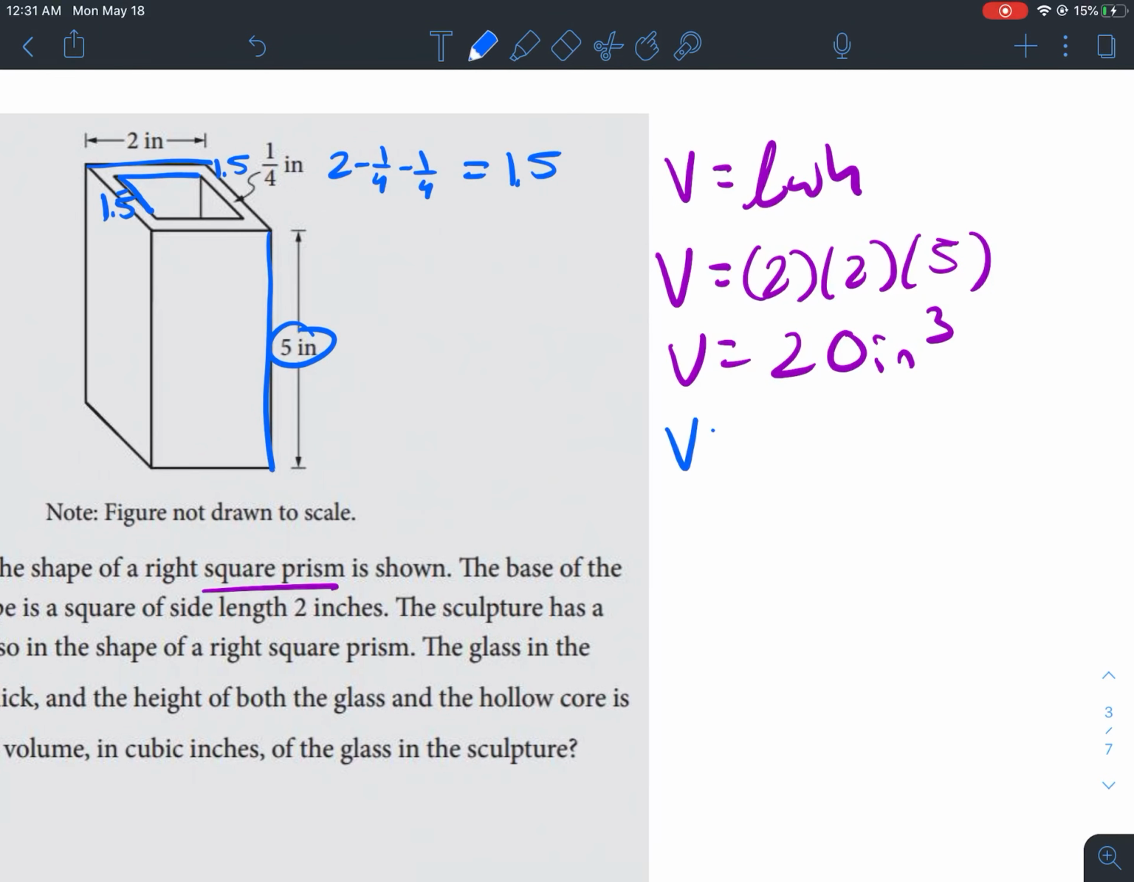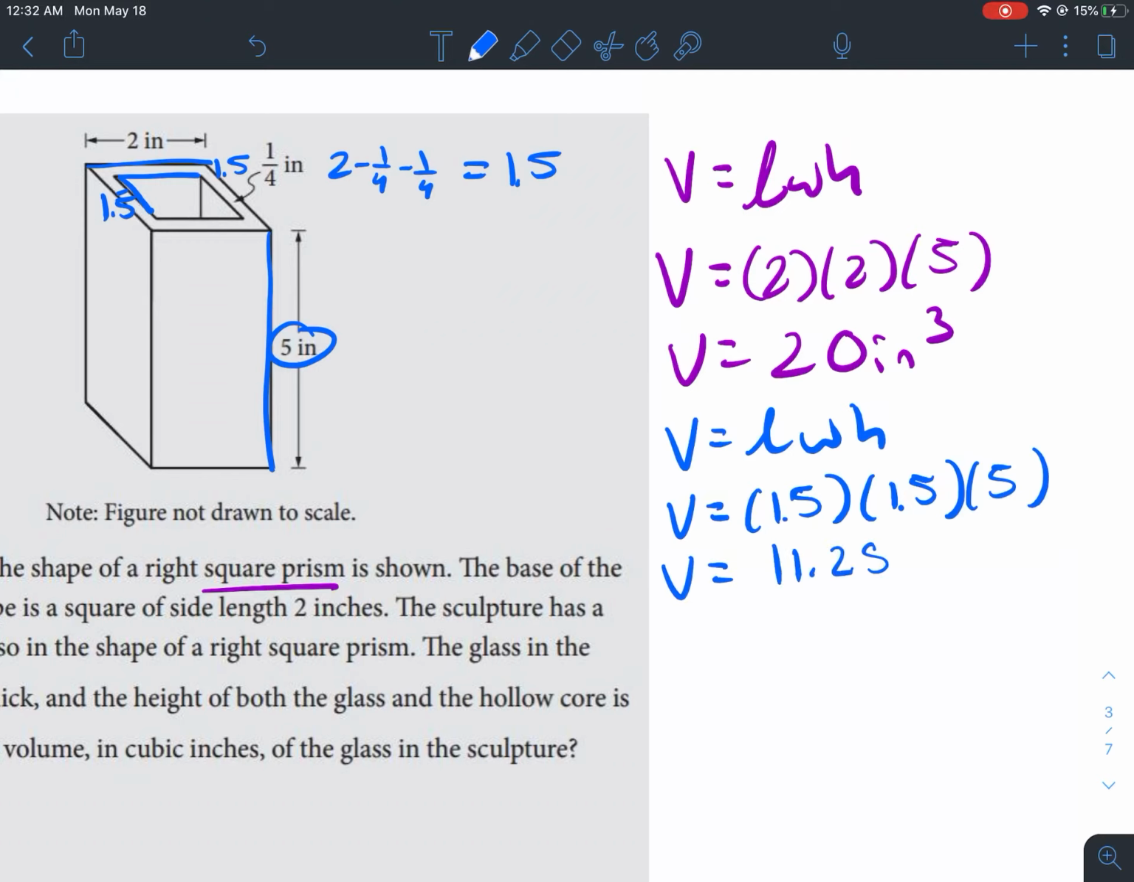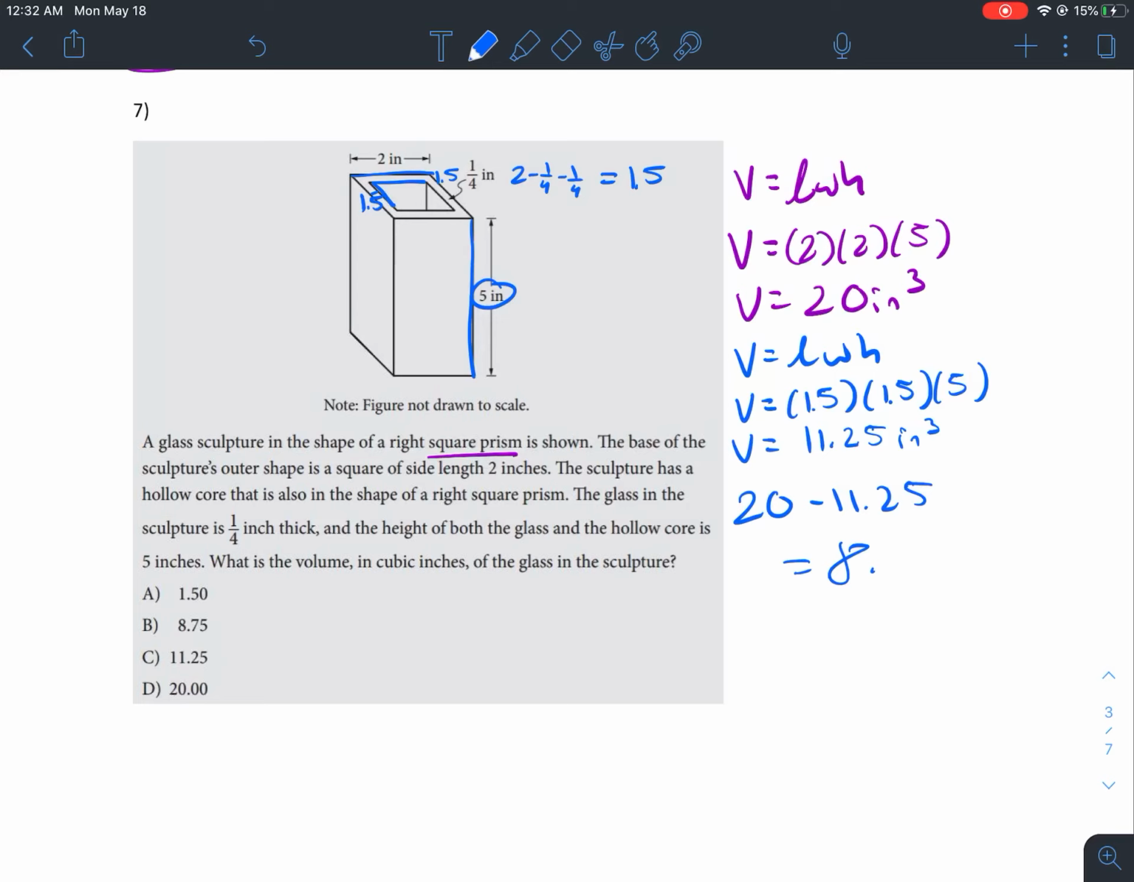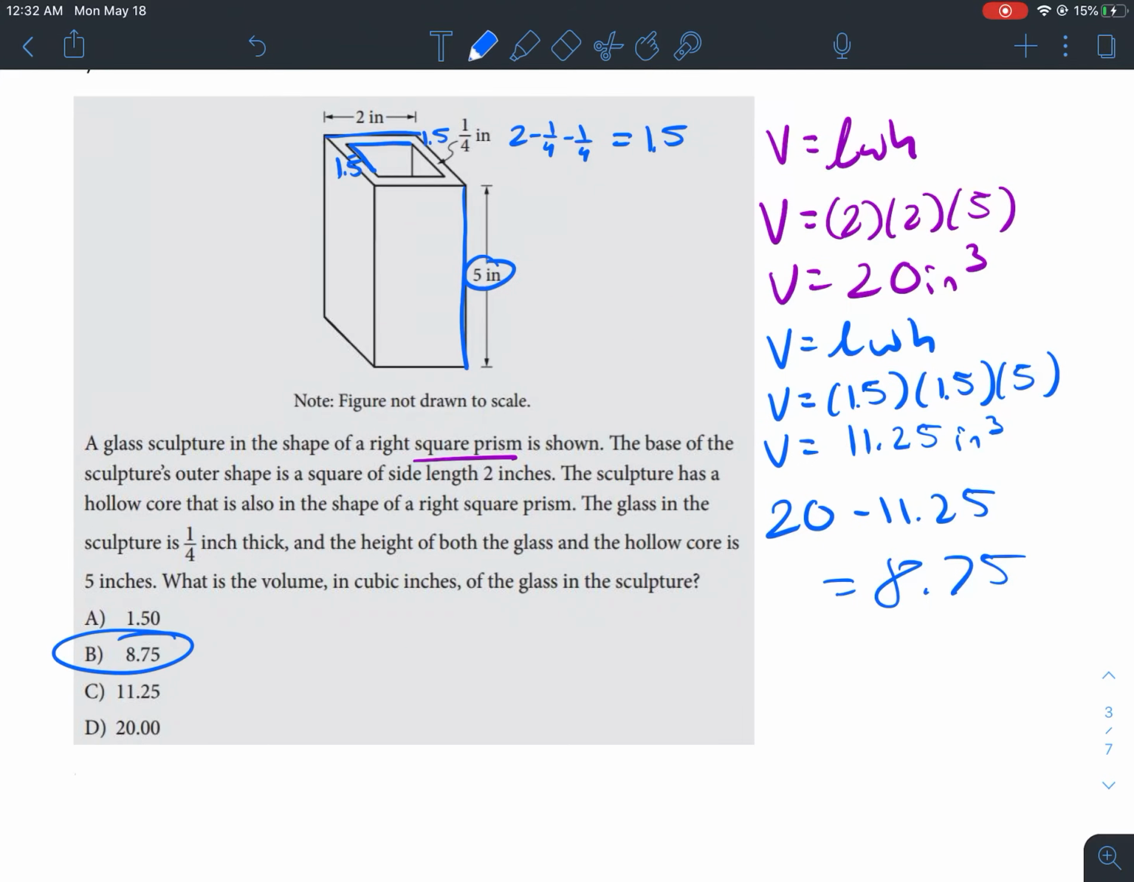So let's go ahead and find the volume. Again, we're going to use length times width times height because it is a square prism, or a rectangular prism. We plug them in. We get 1.5 times 1.5 times 5. And when you plug that in, you get that the volume is 11.25 inches cubed. So now, to find the volume of the glass, we just do 20 minus 11.25. And you should end up with 8.75, which is B.